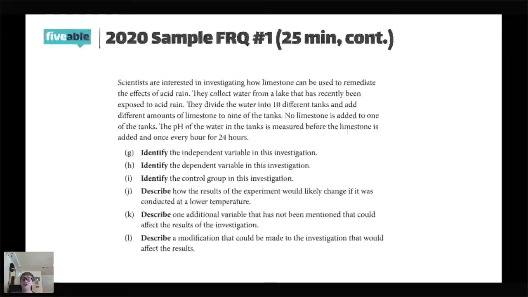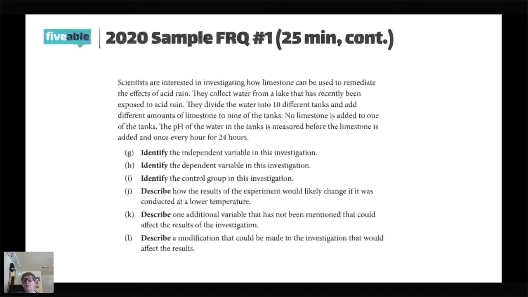So for part G, you said the independent variable is limestone. But variable means something changing. So what's changing about the word limestone? Does somebody want to tell me what the real independent variable is in the chat? It's not the presence of limestone. That's where a lot of kids tripped up on this FRQ. I like the level of limestone is okay, but I'm looking for a word.